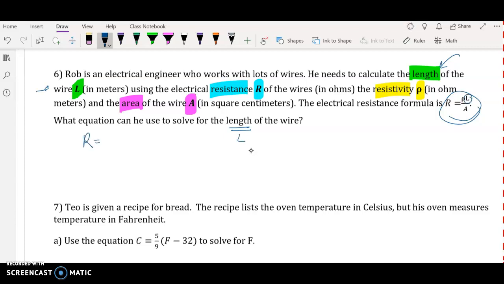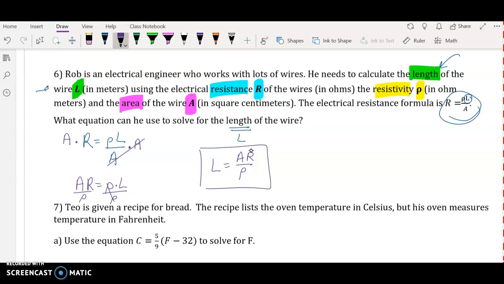So R equals the ohms times the L over the A. So what we're going to do is get rid of that divided by A. We're going to get rid of it by doing the inverse operation and multiplying by A. We get AR equals the ohms times the L. Now we're going to divide both sides by that P looking thing, the ohms. So looking at this, your L is going to equal A times R divided by the ohms. That would be your formula you can use to solve for the length of the wire.